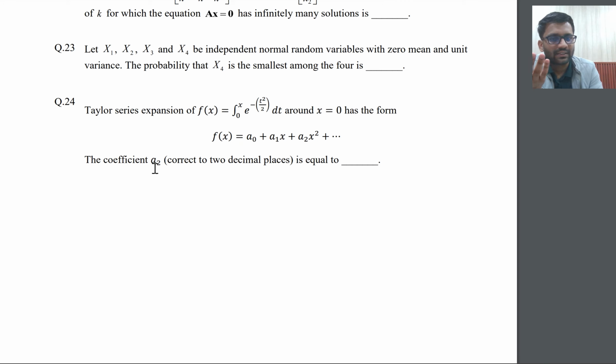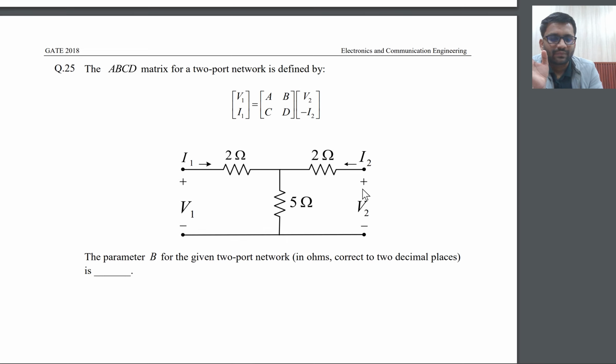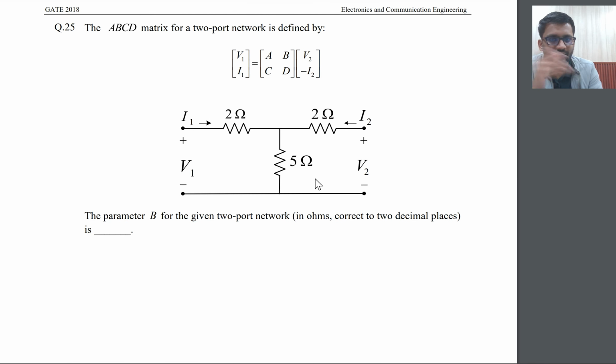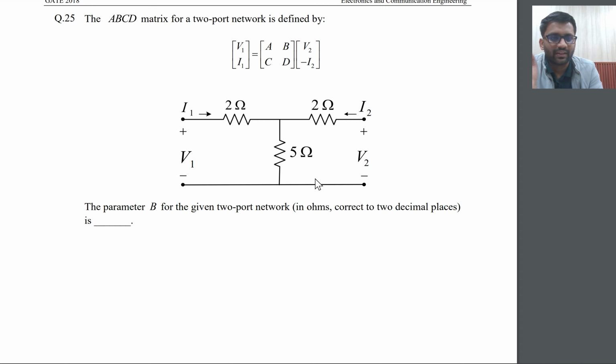Taylor series expansion, they are asking the coefficient A2. Again, very straightforward. It will not take that much time, so certainly you can attempt this at that time only. Very straightforward, attempt it. ABCD parameter B, they are asking, very easy.